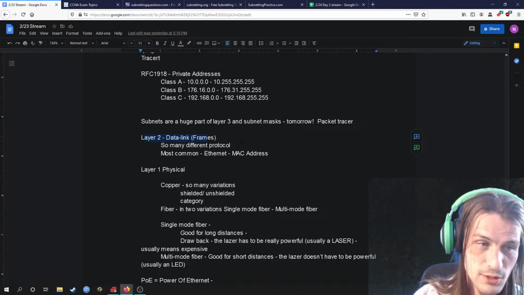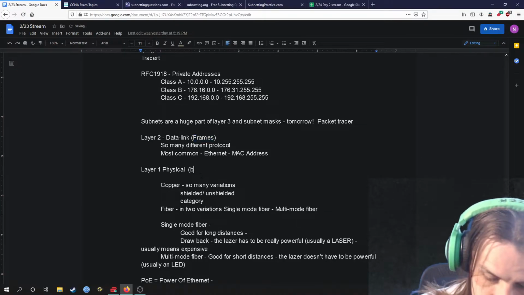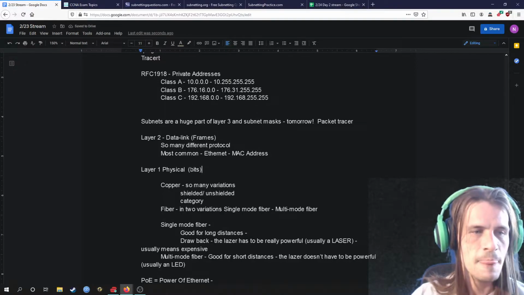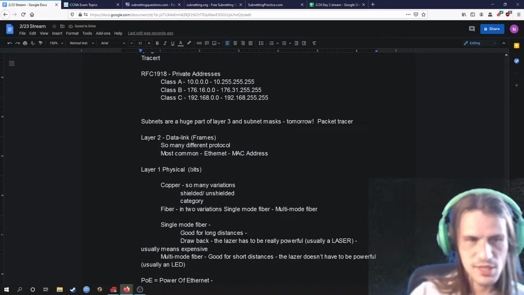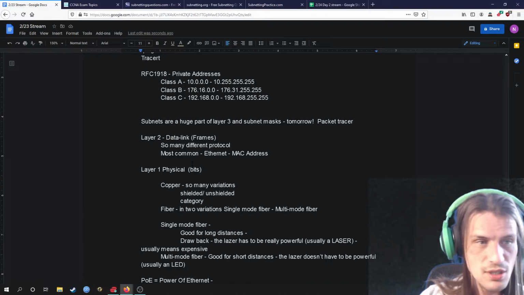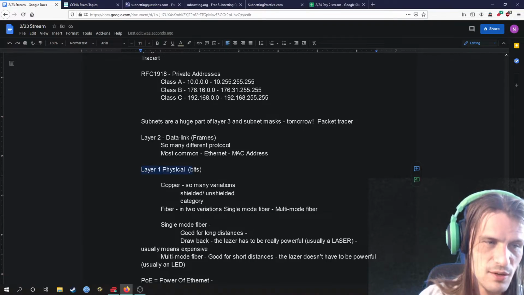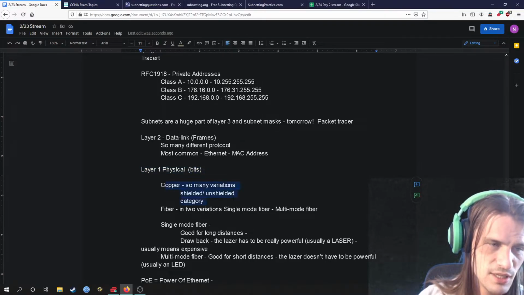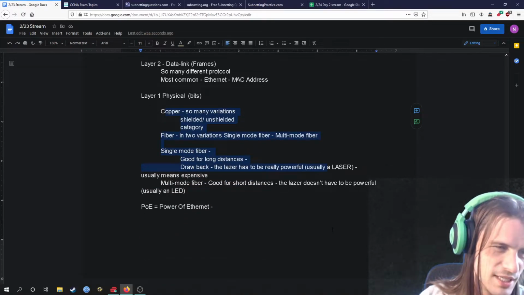Okay, layer 2 is data link. So layer 3 was packets. Layer 4 was segments. Layer 2 is frames. You know what we missed yesterday? This is bits. Layer 2 most common is Ethernet. That's going to be copper. Wiring when it comes out in the physical bits, we're using copper, fiber, single mode, multi-mode. We went all over that yesterday.